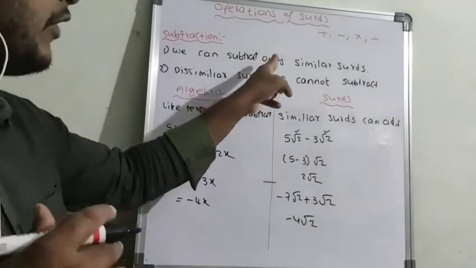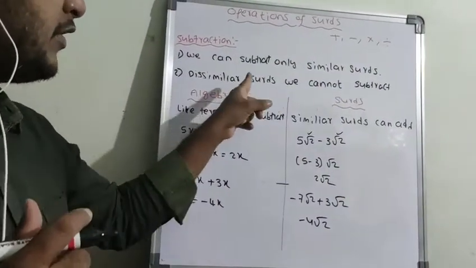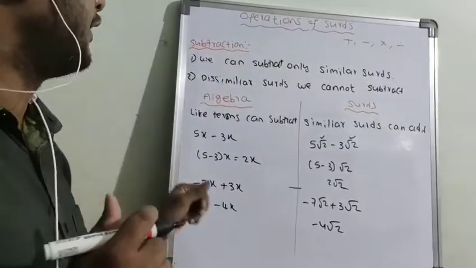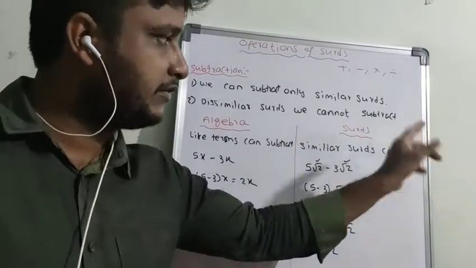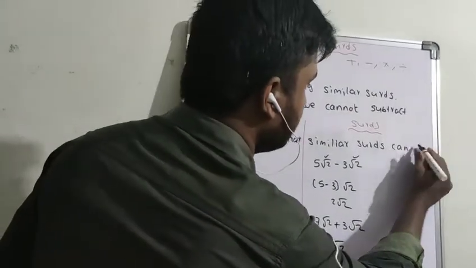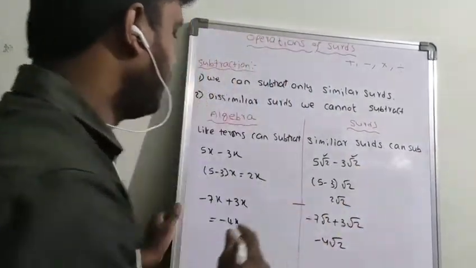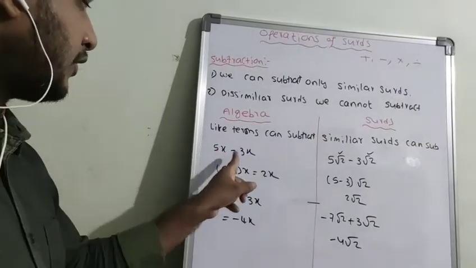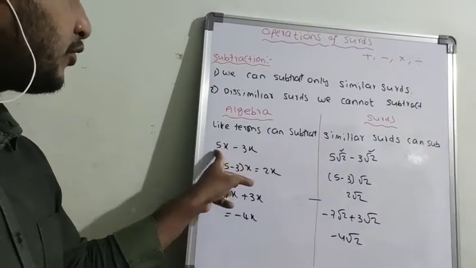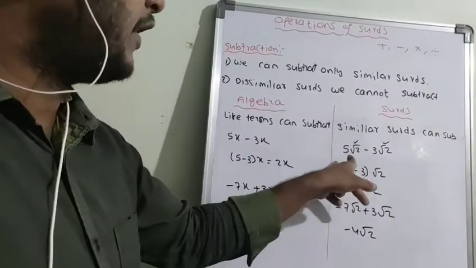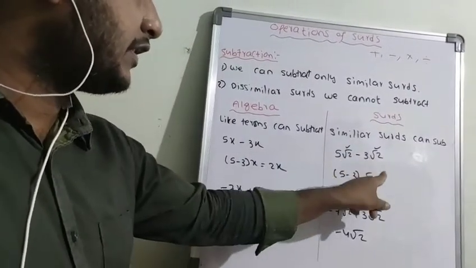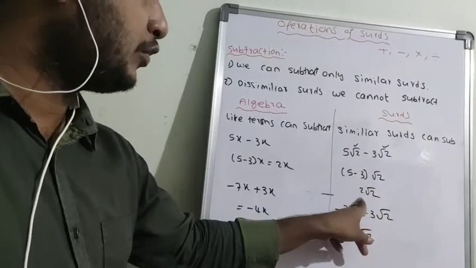Subtraction, we can subtract only similar sets. Dissimilar sets we cannot subtract. In algebra, like terms only we can subtract. In sets, similar sets only we can subtract. See, 5x minus 3x, these two are like terms. So 5 minus 3, that means coefficients only we have to subtract. 5 minus 3 is 2x. And 5 root 2 minus 3 root 2, similar sets only, and 5 minus 3 is 2 root 2.